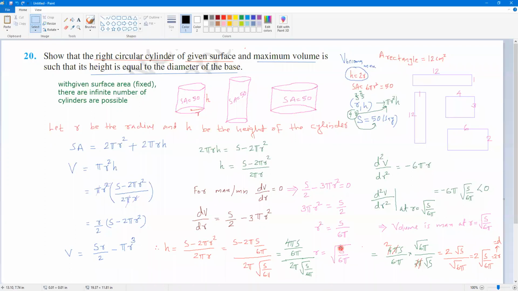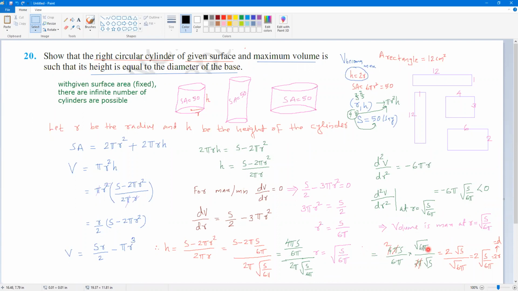अभी हम आंख बंद करके नहीं बोल सकते मैक्सिमम है क्या मिनिमम है, बिकॉज वी डोंट नो द शेप ऑफ द ग्राफ एंड ऑल दोस थिंग्स. At that point, the volume may be maximum, the volume may be minimum, that may be a point of inflection also. So for that we checked using second derivative test. We found the second derivative, and at that particular point we checked the sign of the second derivative, and it is less than 0. So when the second derivative is less than 0 at a particular point, as per second derivative test, the function is maximum at that particular point.